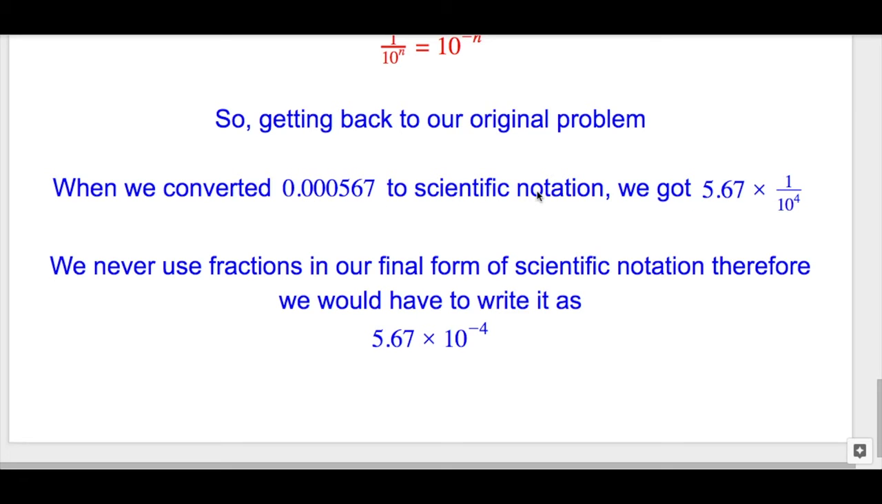What we were trying to do was convert 0.000567 to scientific notation, but we got this kind of awkward notation, specifically this. Well, we can apply our new rule, which we can still see here at the top of the screen, to convert this into a more convenient form. So this 1 over 10 to the 4 is the same as 10 to the negative 4. So we can rewrite this expression here like this.